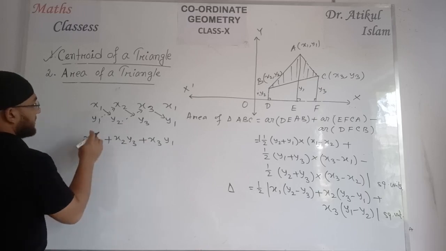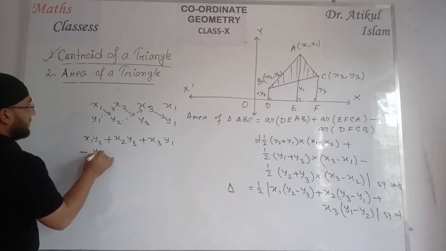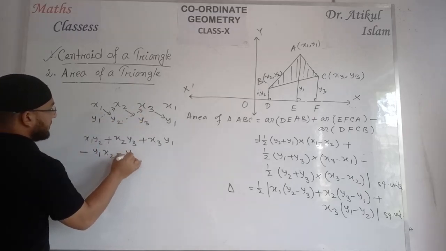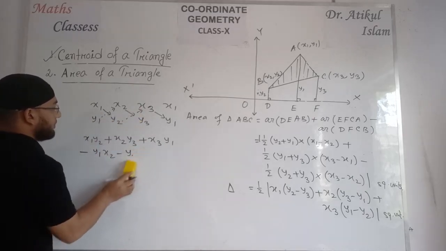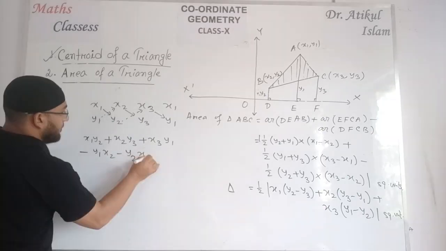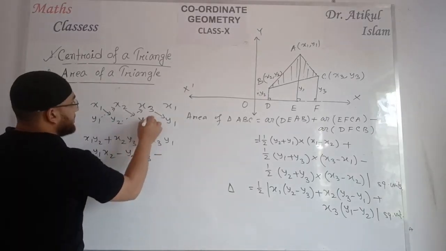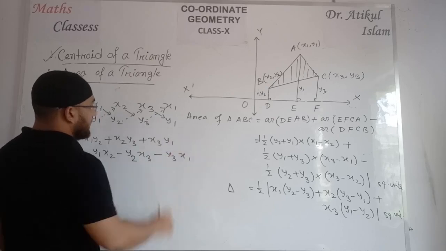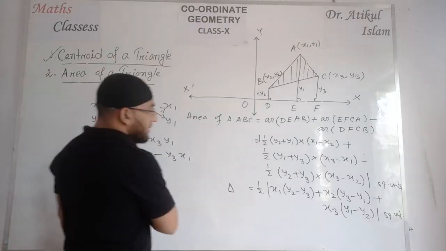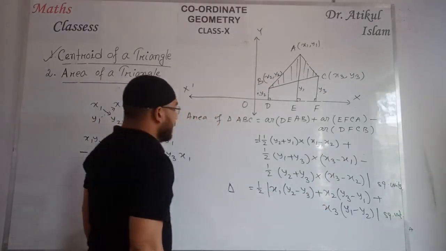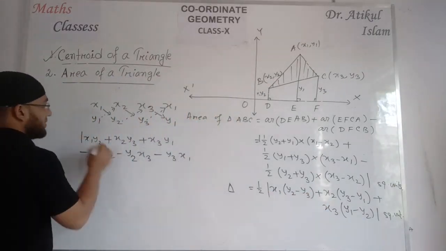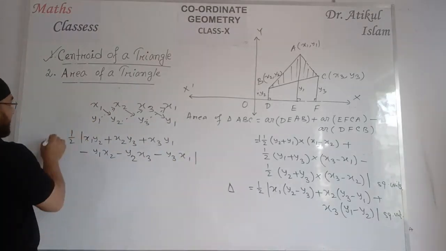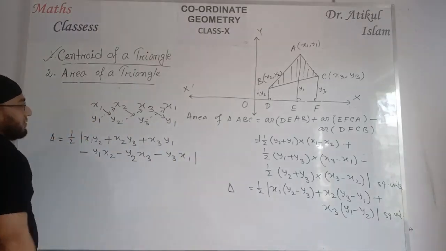So minus y1 x2, y2 x3, then minus y3 x1. So this is nothing but, after you multiply this, then you will get this one. So give here the absolute sign. So give here half. So this is the required area.